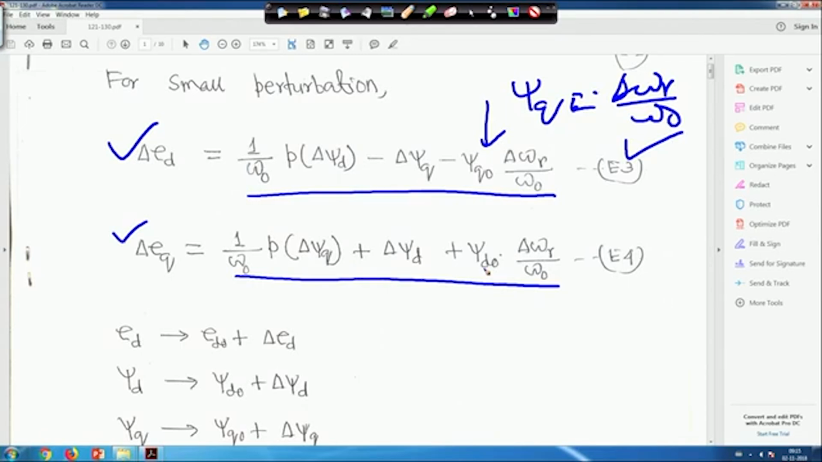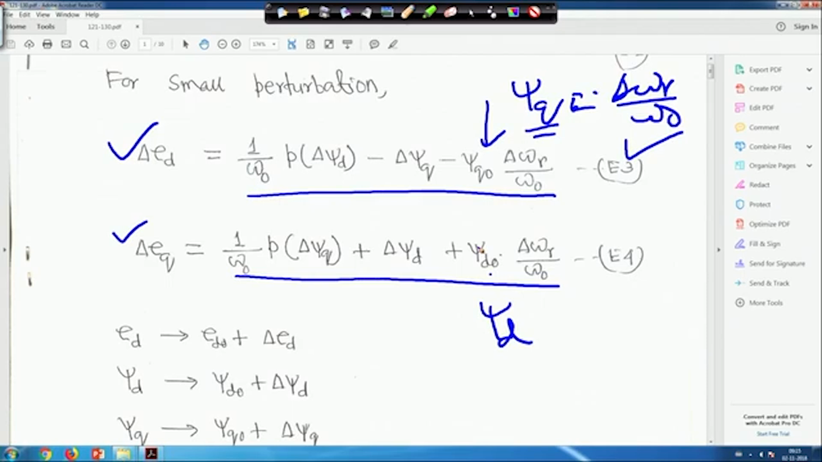That is why in the previous page I simply wrote psi q only, and here only psi d. But when you are perturbing around an operating point, say psi q 0, psi d 0, ed 0, eq 0, it will actually be psi q 0 and psi d 0, rest are okay. Now, how these psi q 0, psi d 0 come, I will show you one complete calculation.